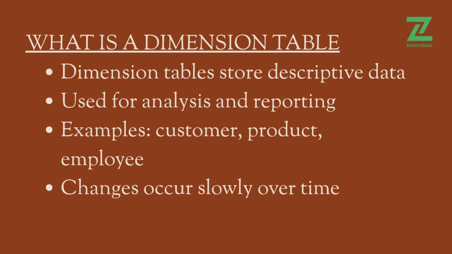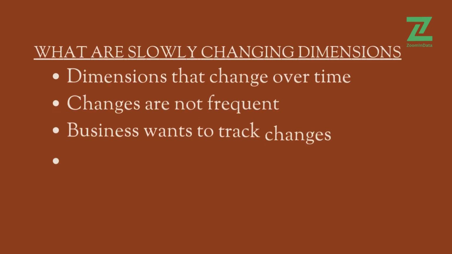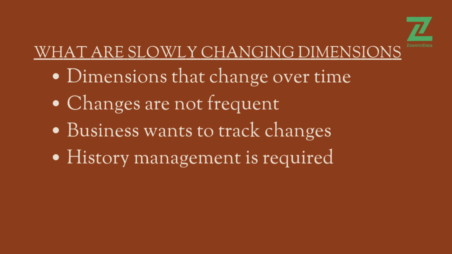A dimension table stores descriptive information that is used for reporting and analysis. Common examples include customer, product, and employee tables. Unlike fact tables, dimension data changes slowly over time. Slowly changing dimensions are dimensions where data changes over time, but these changes are not very frequent. Businesses often want to track these changes, which means history management becomes necessary.